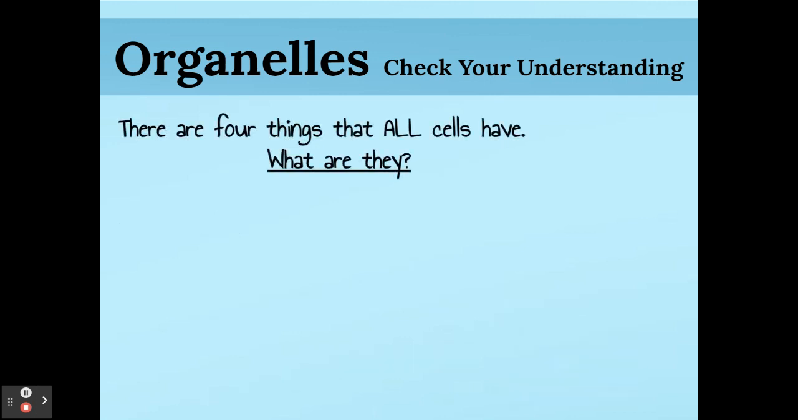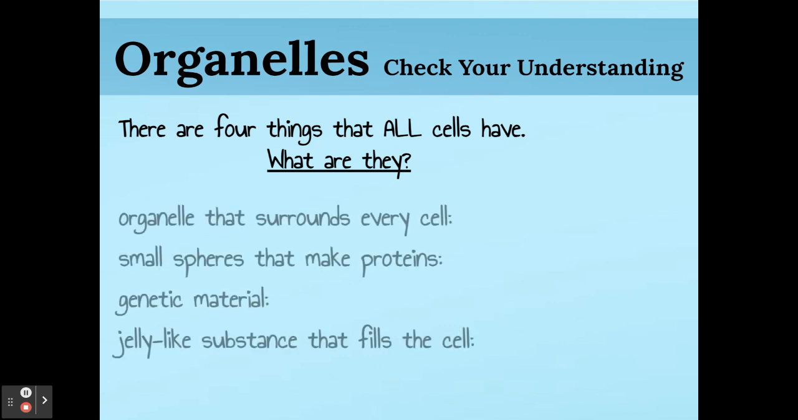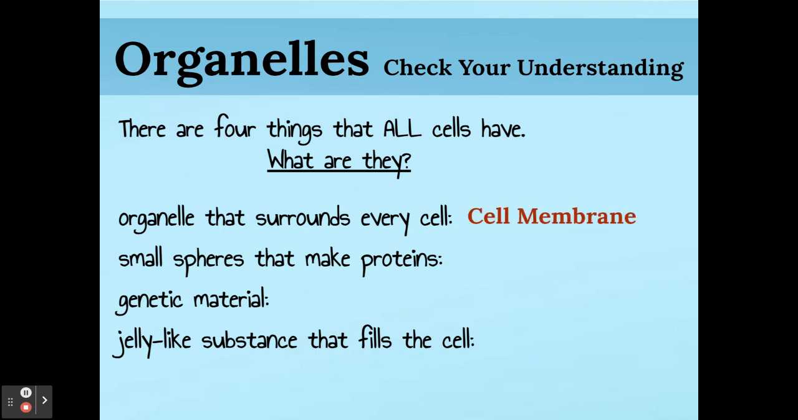There are 4 things that all cells have. This is an important list that you definitely need to know. So every single cell, no matter what type of cell it is, has to have something that goes on the outside of it for protection. So that's going to be a cell membrane. Small spheres that are used as these little protein factories, those are the ribosomes. Ribosomes make proteins, living things, even a single cell needs to make proteins to function. So every cell has to have ribosomes.